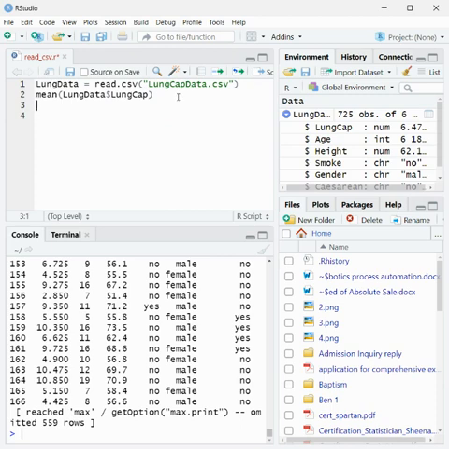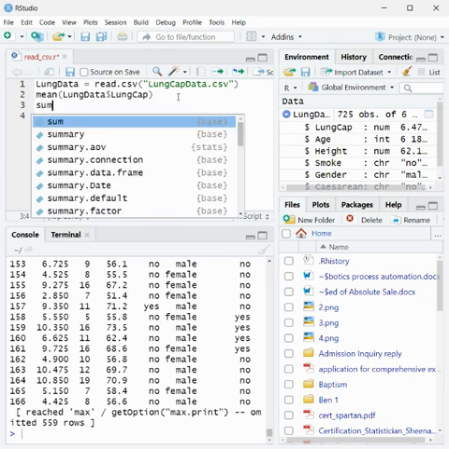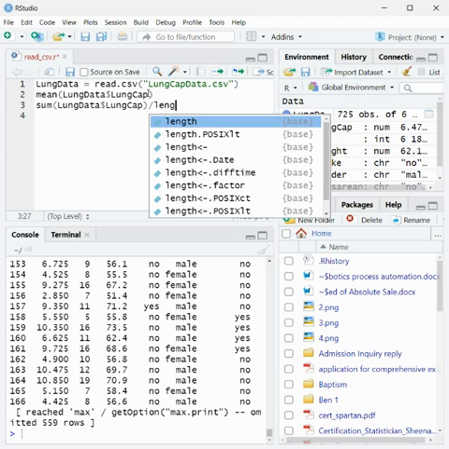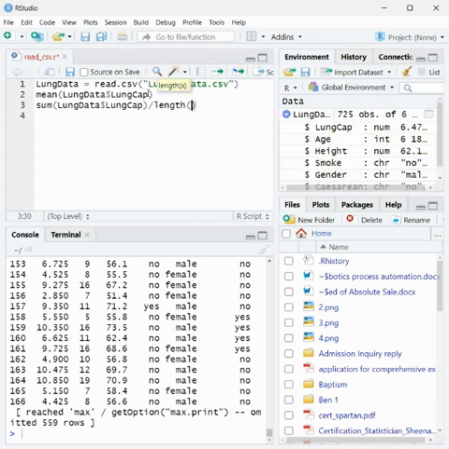If you don't want to use the mean function, you can actually use the formula for getting the mean. You first get the sum of all the data. So in our case, you have long data, long cup, over the total number of data. If you want to know the total number of a particular data in a data set, just use the length function.